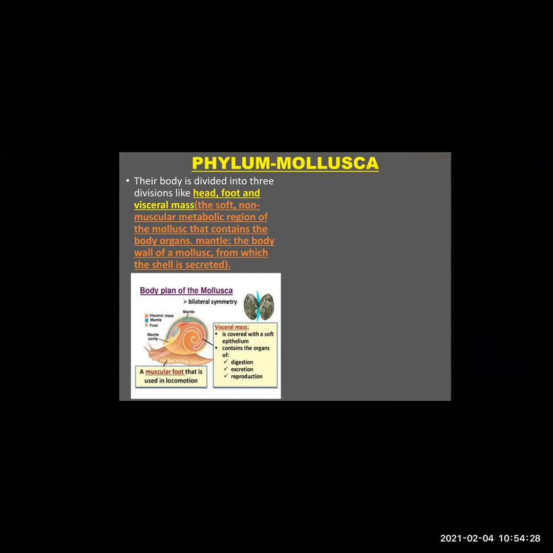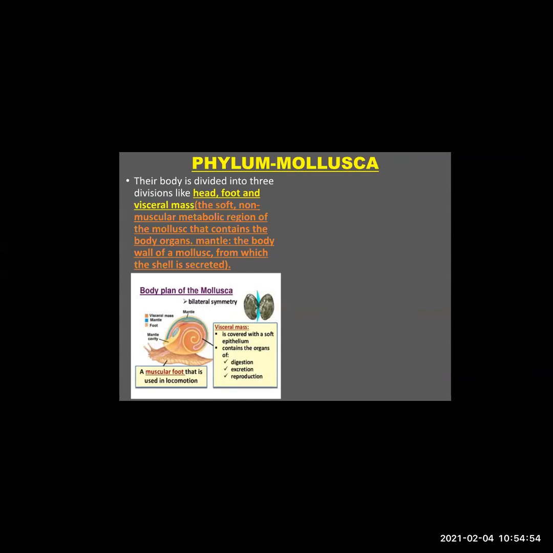Next, one of the main characteristics of phylum Mollusca is that their body is divided into three divisions: head, foot and visceral mass. In the picture you can see how their body is divided into three parts. Head is there, foot is there, and visceral mass is there. And what is visceral mass?